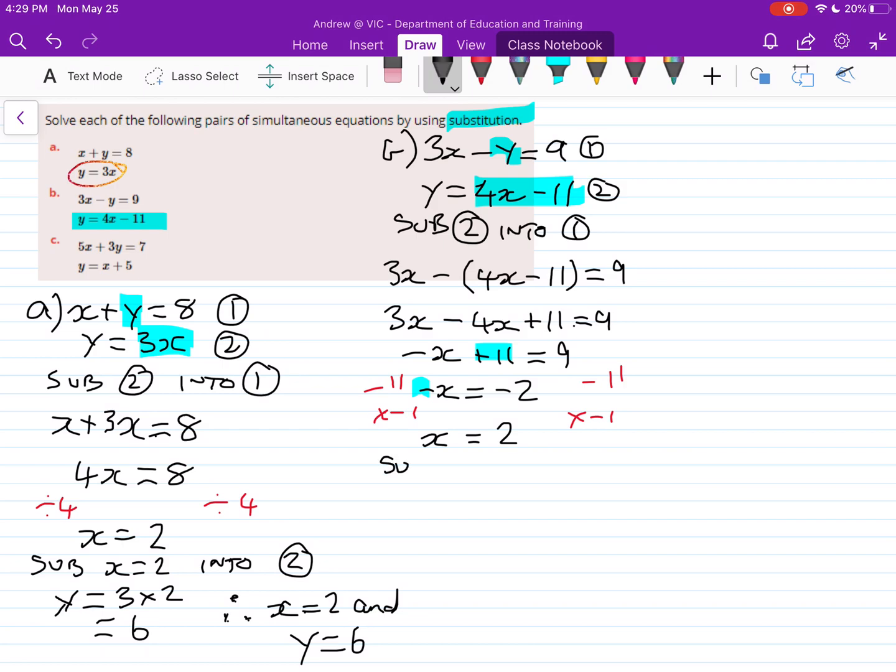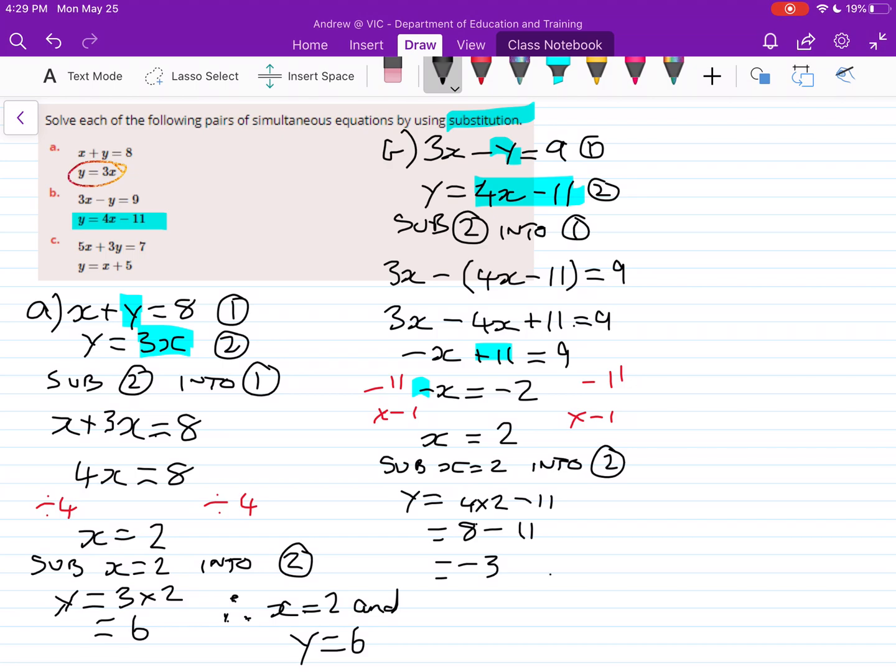So we're going to sub x is equal to 2 into equation 2. Alright, so y is going to equal 4 times 2 minus 11. So 4 times 2 is 8, so it's going to be 8 minus 11, which is equal to negative 3.